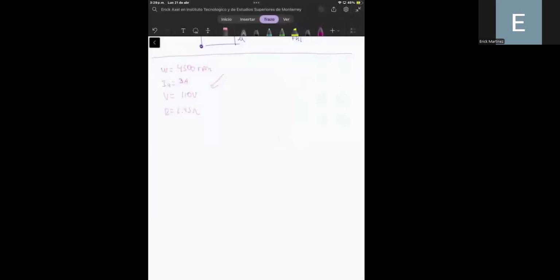Now the screen has been shared, and I can show you the screen of my tablet. I have annotated here the data of the problem. Here are the speed of the motor, the current that the motor requires, the voltage of the motor, and also the resistance of the armature. So based on this data, we know that for an electric motor, we have the following circuit.